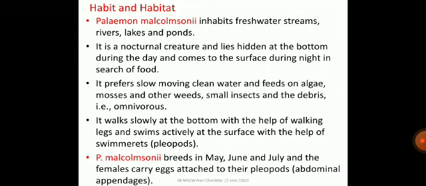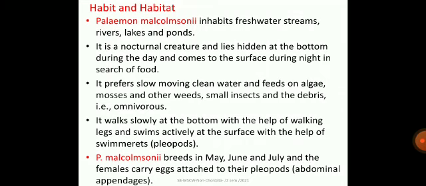Palemon prefers slow-moving, clean water and feeds on algae, mosses and other weeds, some small insects and debris. Hence, they become omnivorous. They are called omnivorous because they feed on both plant as well as animal matter. They walk slowly at the bottom with the help of walking legs and swim actively at the surface with the help of swimmerets. Swimmerets are the structures or appendages which are used for swimming, and they are usually called pleopods.